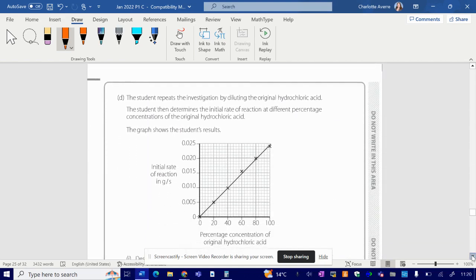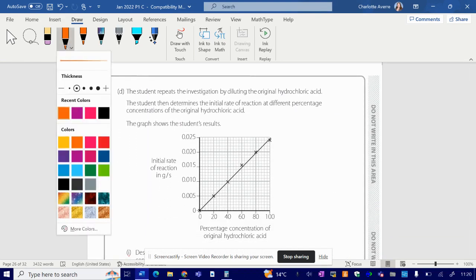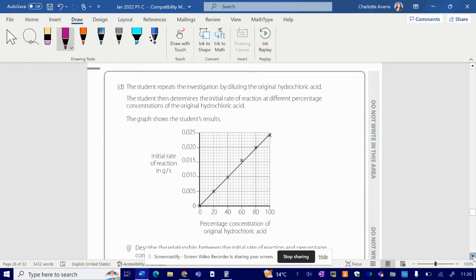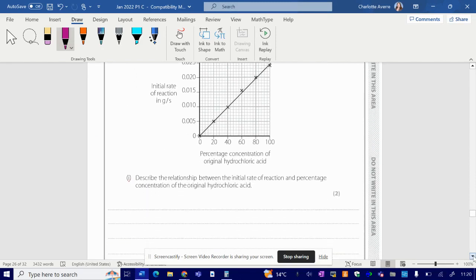The student repeats the investigation by diluting the original hydrochloric acid. They then determine the initial rate at different percentage concentrations. Describe the relationship between the initial rate and the percentage concentration. Okay, so we can see as the percentage concentration increases, so does the rate.